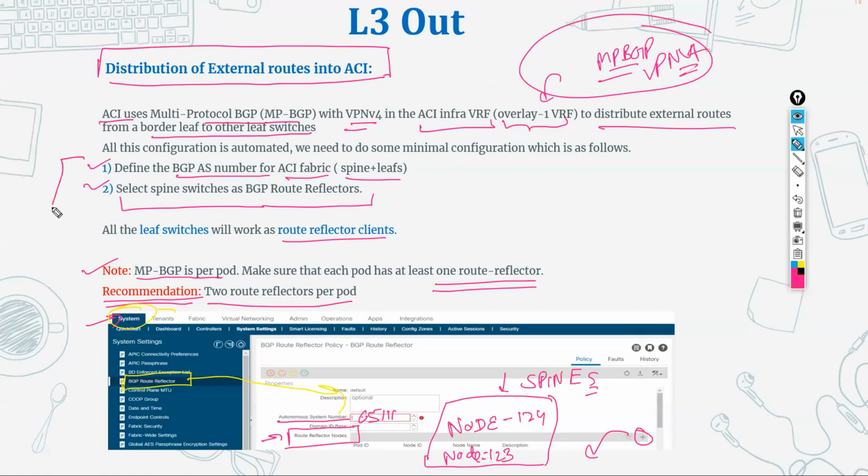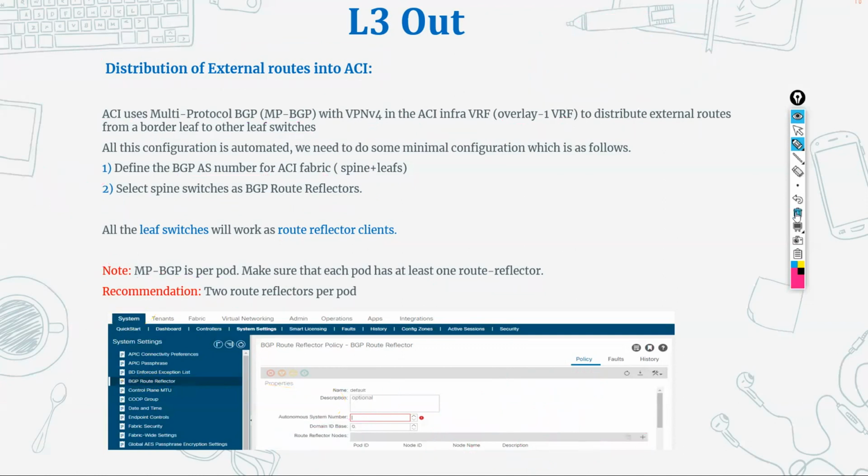So you can see here we mentioned that we need to define two things. The BGP AS number, which we defined here, and then we need to select the spine switches as route reflectors. So this option is here for the route reflector nodes, and we are going to select both our spine switches. Let's say my spine switches are node 123 and node 124. So I will select both the spine switches. That's it. This is the only configuration that we need to do. All the complicated configurations are automated, and we don't need to do anything. So this was the basic configuration for the external route advertisement.